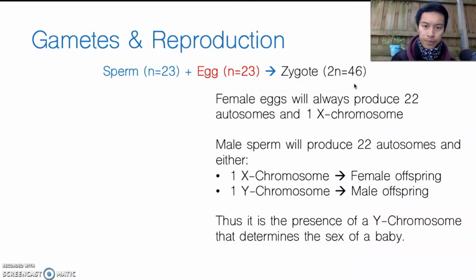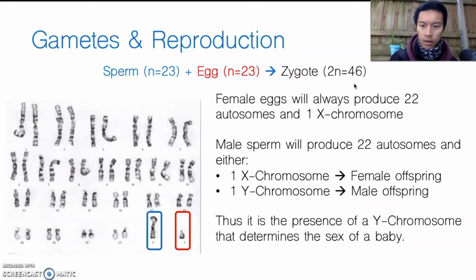Okay, where's my image? There we go. Now, for females, the eggs will always carry 22 autosomes and 1 X chromosome. The reason for that is that females have 2 X chromosomes, so 1 X chromosome will always go into an egg. The males, on the other hand, will produce 22 autosomes, and they will have either 1 X chromosome or 1 Y chromosome.